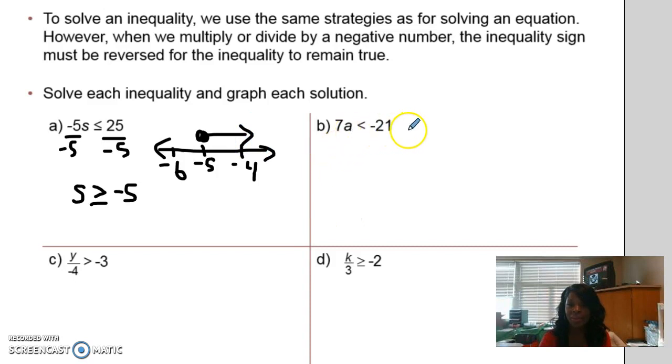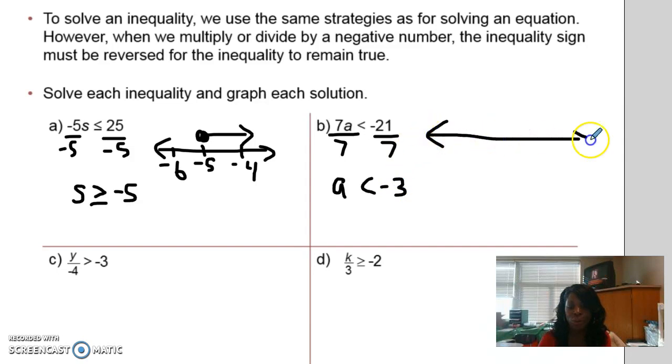Let's do 7a divided by 7. 7 times a is less than 21. So we're multiplying by a positive, so we leave the sign as it is. 7 divided by 7 is 1, so a is less than negative 3. All the values that make this inequality true are in fact less than negative 3. So that's going to be negative 4 and beyond, and that's going to be an open circle. We'll make this an open circle. All right, and this is negative 2.